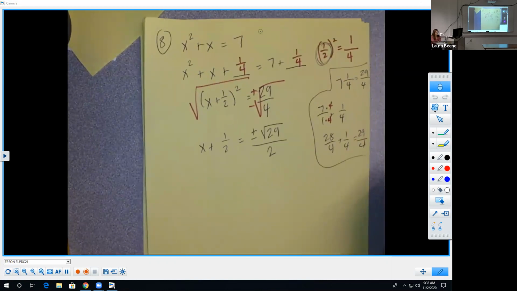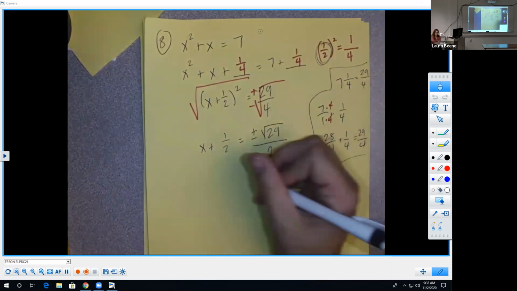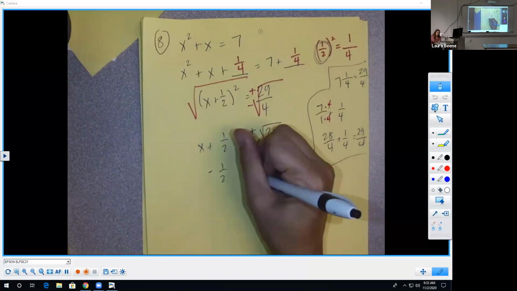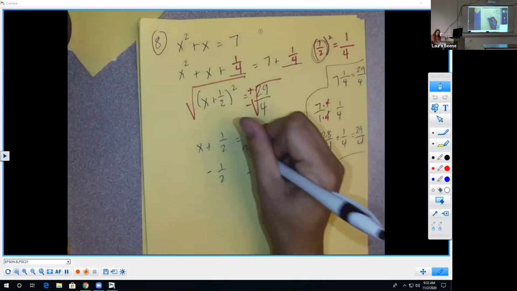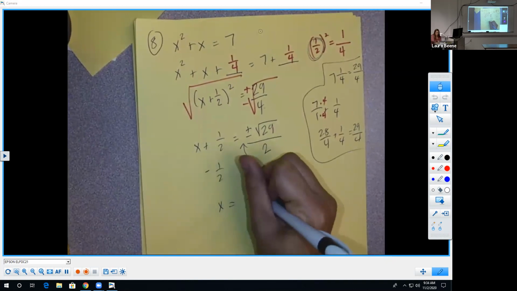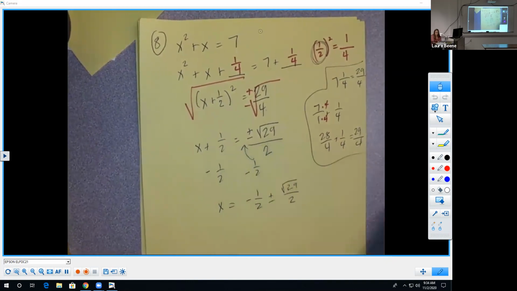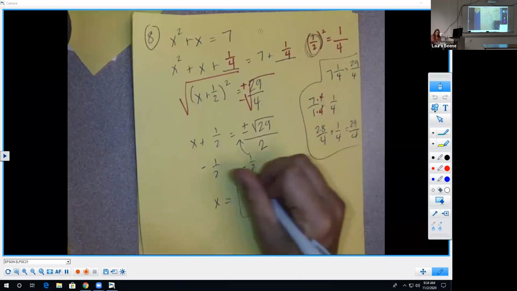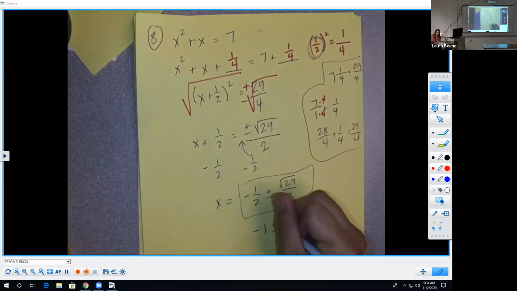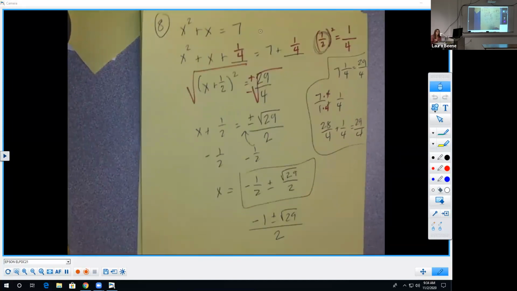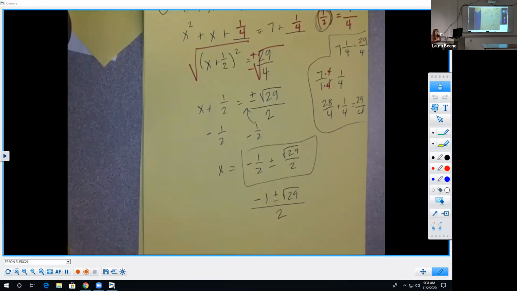And then how do you solve for x now? Subtract 1/2. And that goes up in front. So I get x equals negative 1/2 plus or minus the square root of 29/2. Or if you want to write it all together, it's negative 1 plus or minus the square root of 29 all divided by 2. Either one of those is a correct answer. Questions about that?